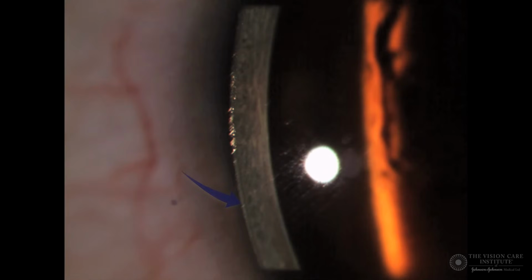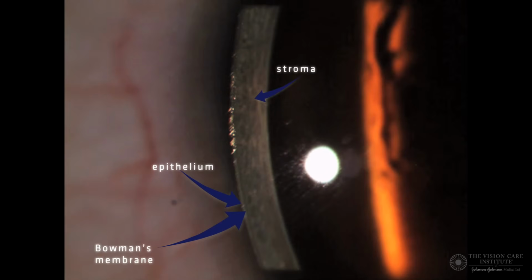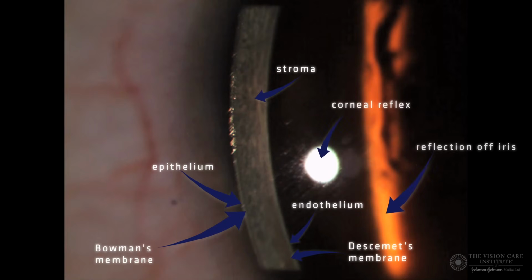So here we can see on the left the epithelium, which is quite bright, followed by a thin line, which is Bowman's membrane, followed by the large thick area in the middle with the grainy appearance, which is the stroma, followed by the very thin line, which is Descemet's membrane, and then finally we have a bright thin band, which is the endothelium. We also have the corneal reflex and the reflection from the iris, which are artifacts of this procedure.